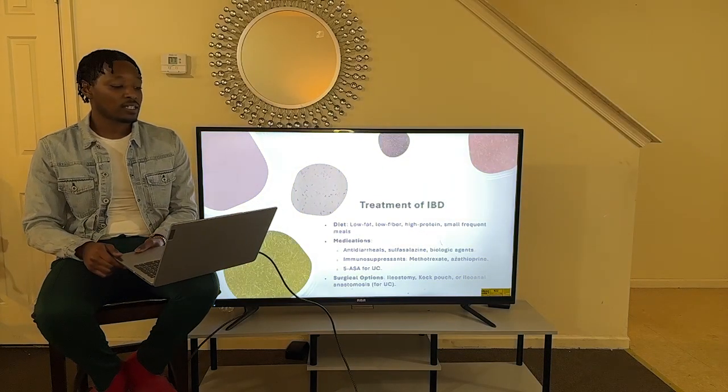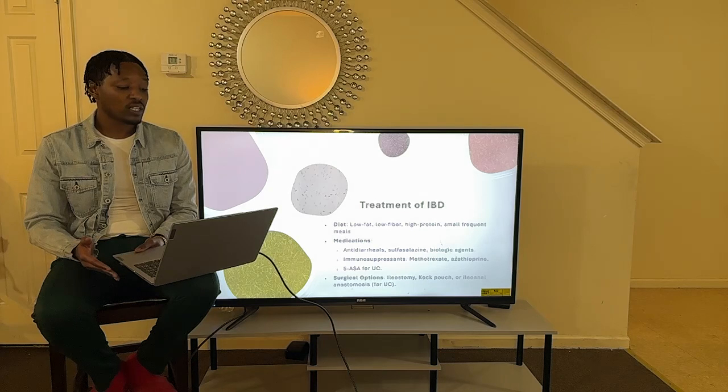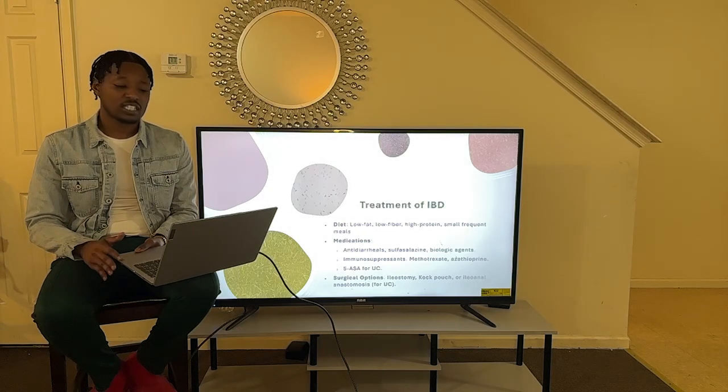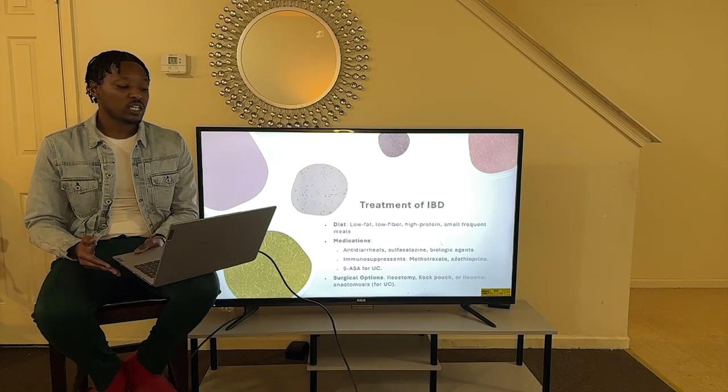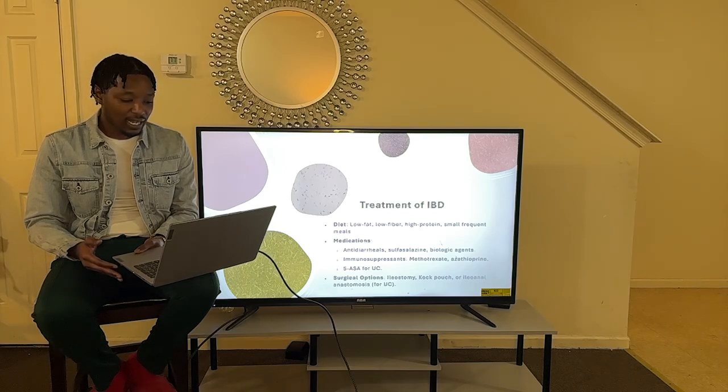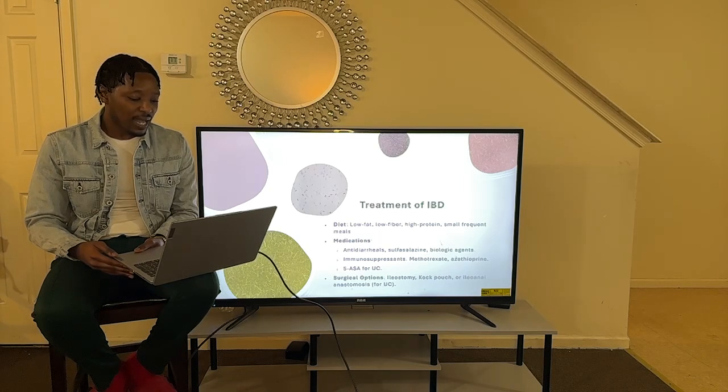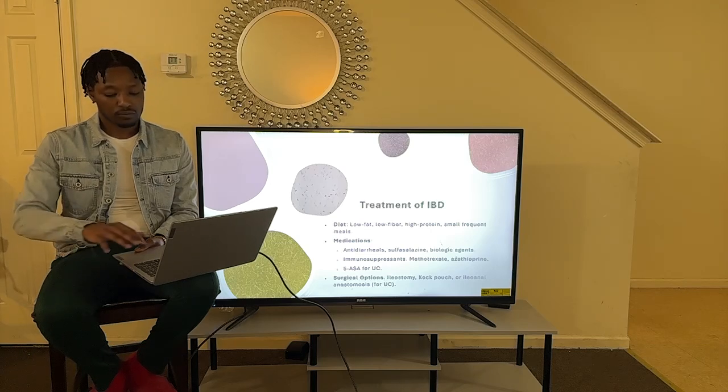Treatment for inflammatory bowel disease. Diet: you're going to want them on a low-fat diet, a low-fiber diet, high protein, and small, frequent meals. Medications would include antidiarrheals, sulfasalazines, biologic agents, and immunosuppressants such as methotrexate and azathioprine. Surgical options include an ileostomy, a Kock pouch, and an ileoanal anastomosis for UC.